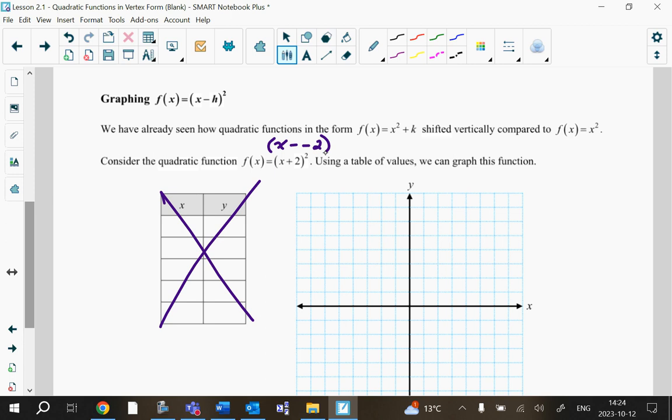So this tells us to take the original parabola, x squared, and move it which way? And how far?